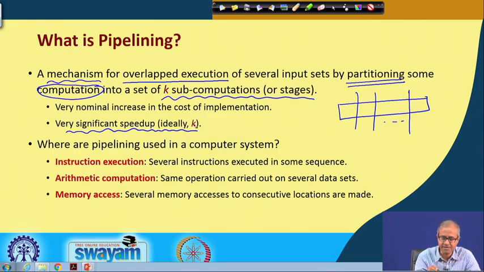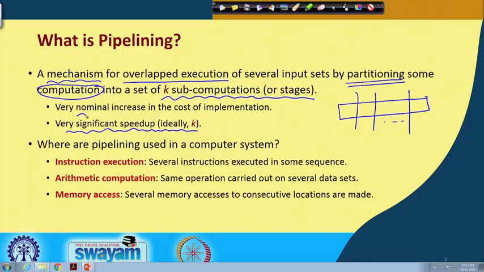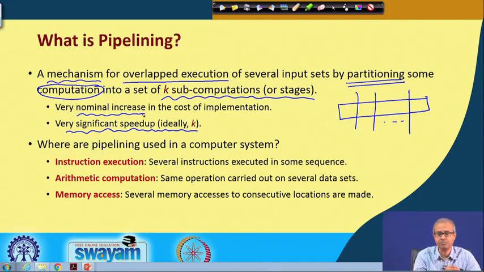But the very interesting thing is that we are not increasing the cost by a factor of k. Well, we can have k number of processors, naturally we will be getting k times speed up. So, we are not doing that. By a very nominal increase in cost, we are achieving close to k speed up. So, the increase in cost is very nominal, right. This is the main feature of pipelining.